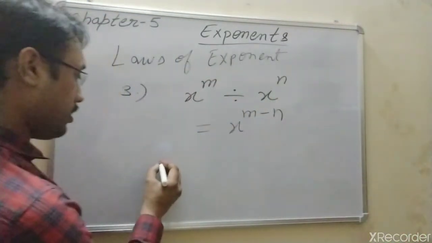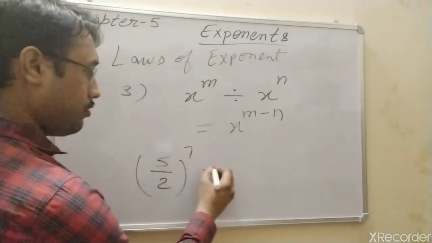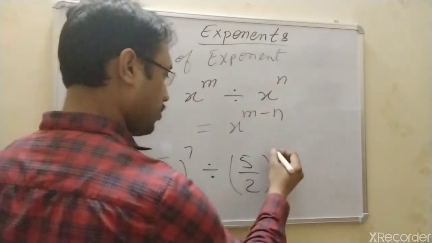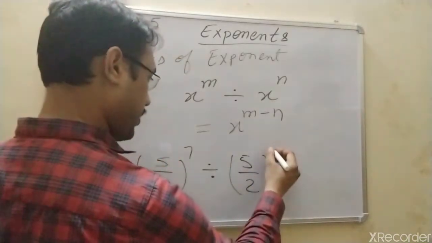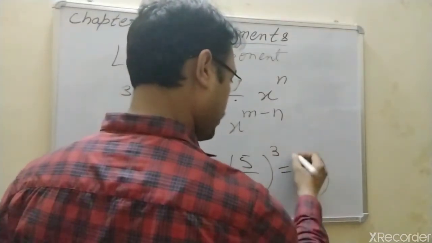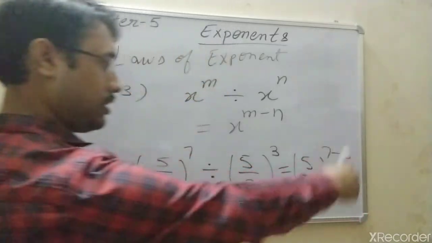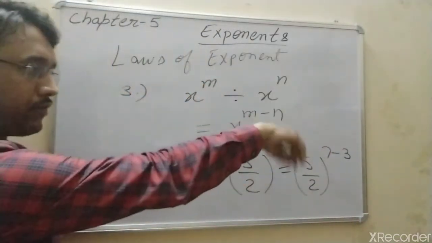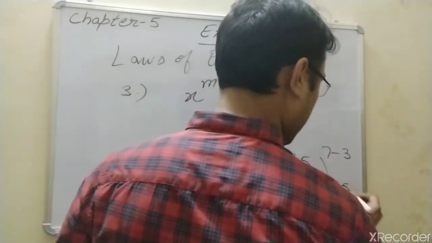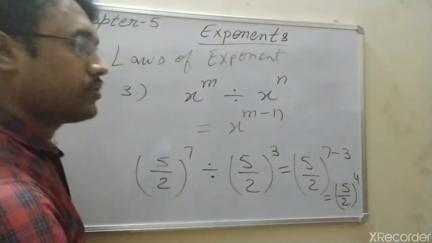Now one example. If the number is 5 by 2 to the power 7 divided by 5 by 2 to the power 3, then the result is 5 by 2 to the power 7 minus 3. That is 7 minus 3, so you will get 5 by 2 to the power 4 only. This is the result you will get.